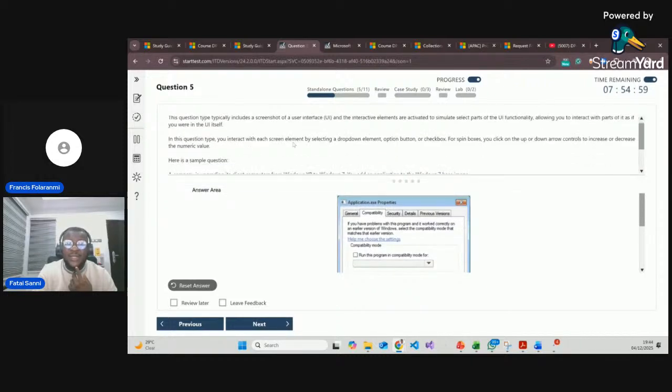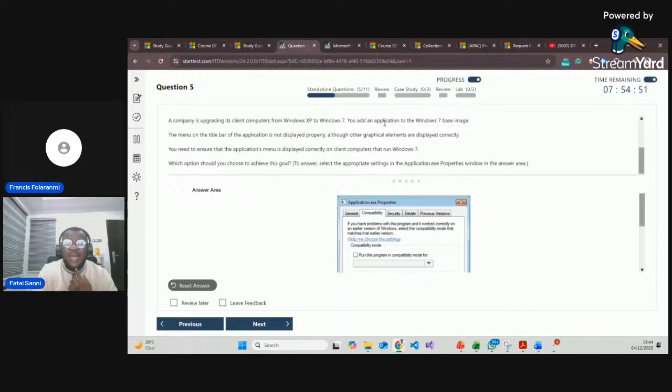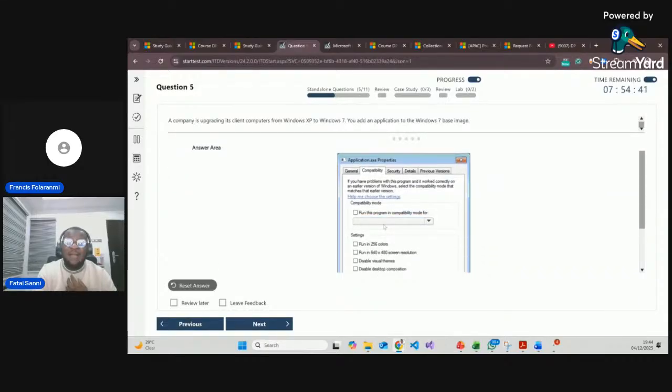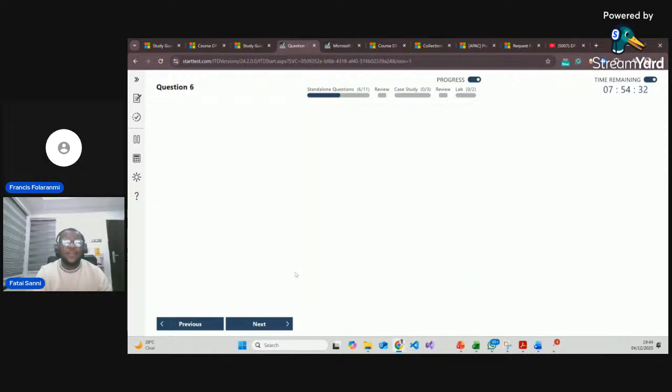You interact with each screen element by selecting a drop down element. So a company is upgrading client computers from Windows XP to Windows 7. You add an application to the Windows 7 base image. You need to ensure that the application menu is displayed correctly. I don't have an idea what this is talking about. So the whole point is that you can select from an active screen, mark your right answers and click on next.